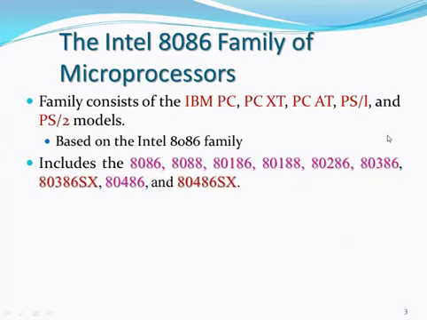So you can say all these are the family members of 8086, because all these things are coming from the origin 8086, based on the Intel 8086 family. So whatever advanced technologies you are looking at here, all these advanced technologies are only forming from where? 8086. Is that clear to everyone?